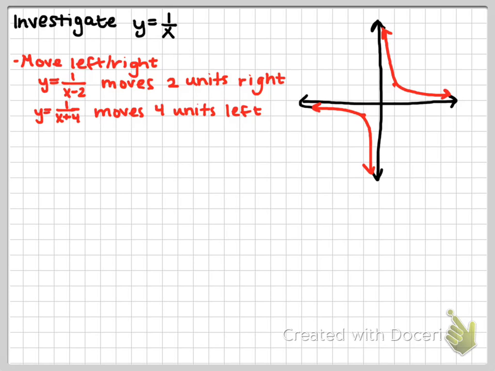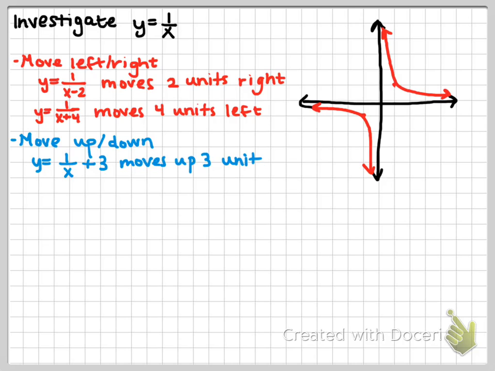Okay, so if I do x minus 2 in my denominator, I'm moving this whole graph 2 units to the right. Same idea, if I have x plus 4 in my denominator, I'm taking this whole graph and moving it to the left 4 units.